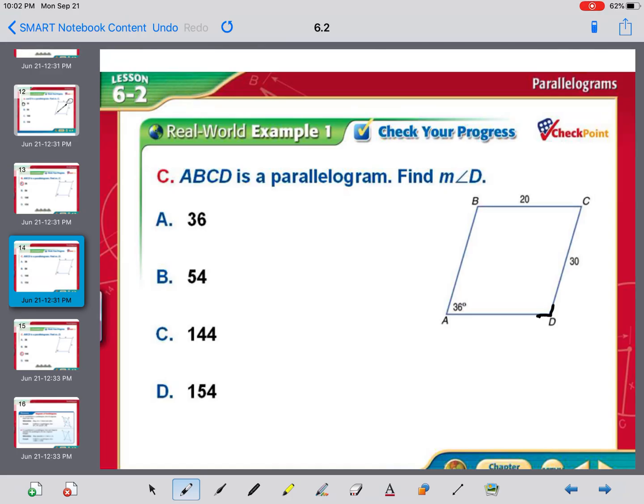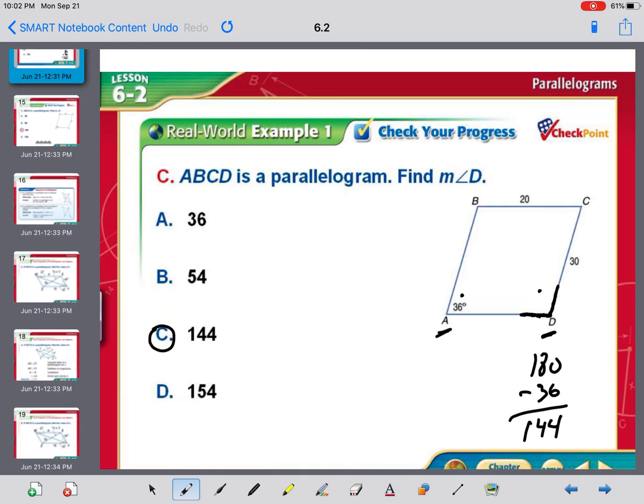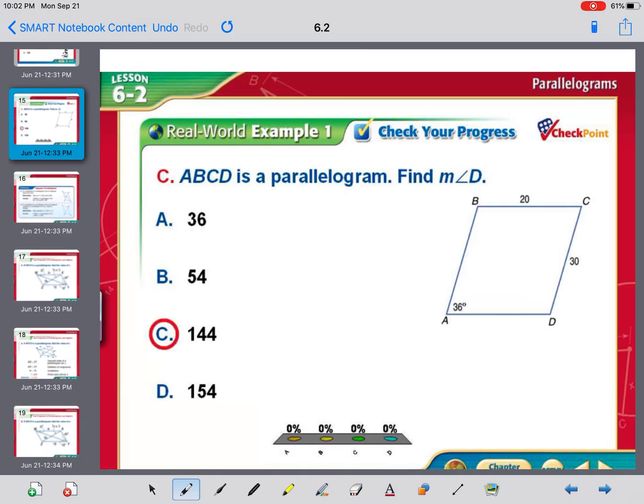Here, we're asked to find the measure of angle D, which is this angle here. Now, since this is a parallelogram, consecutive angles like A and D have to add up to 180. They're supplementary. So if this one's 36, how much is left for this one? They got to add up to 180. So you can subtract, and you find out that it's 144. Answer C.